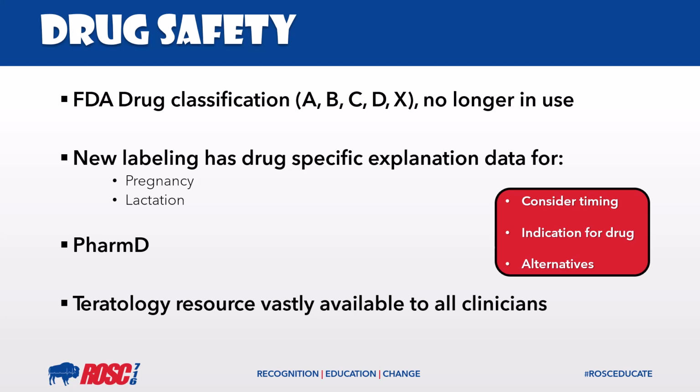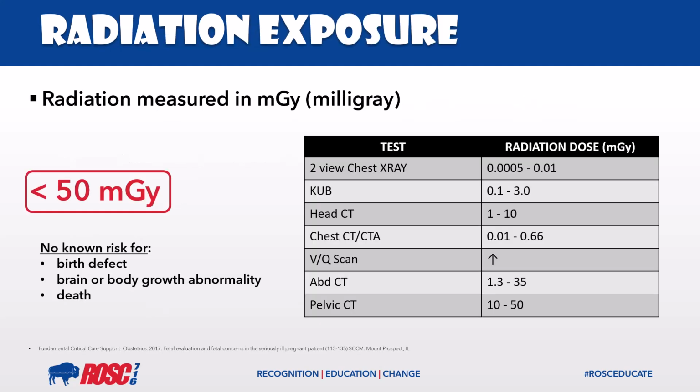Clinical PharmDs are a very valuable part of the critical care team all the time, not just during pregnancy, and they can assist us immensely with caring for a critical care obstetric woman. Now let's move on to a little about radiation exposure. So first of all, radiation is measured in milligrays. Exposures to less than 50 milligrays of radiation has no association with birth defect, brain or body growth abnormality, or death.